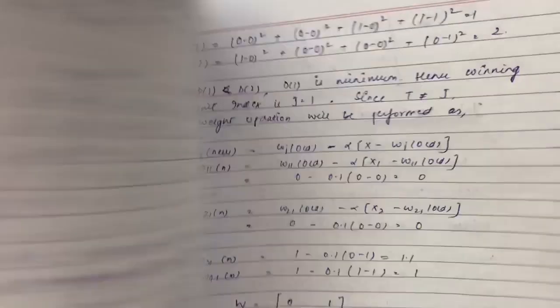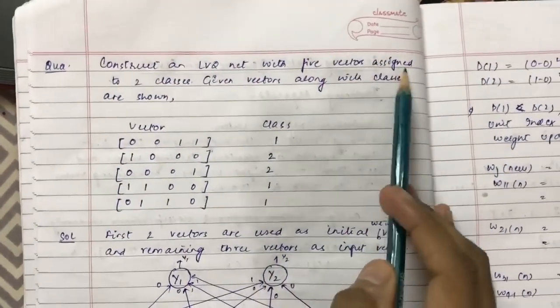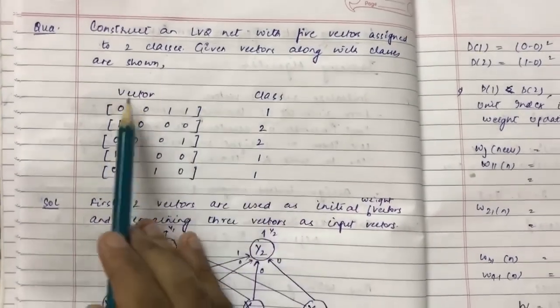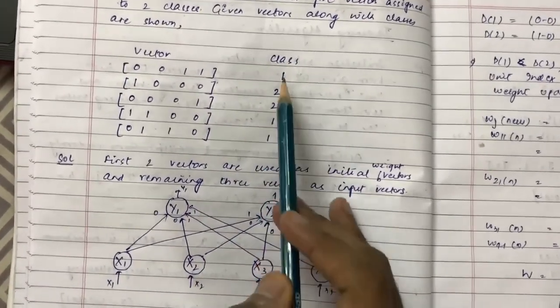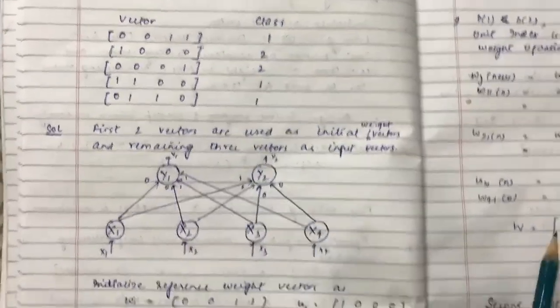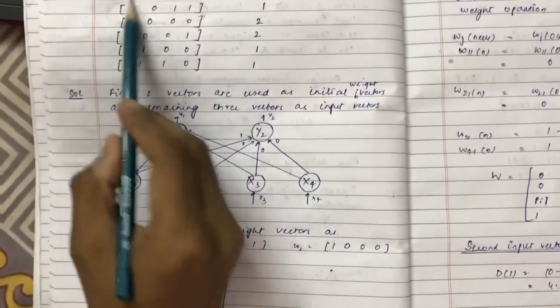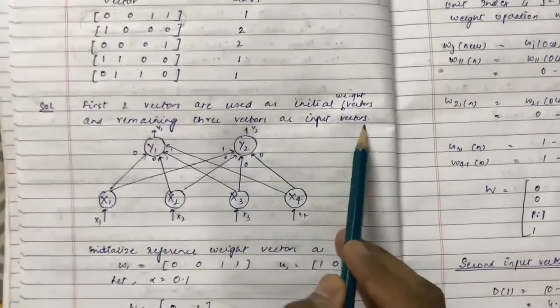Now let us see the question. Construct an LVQ net with 5 vectors assigned to 2 classes. Given vectors along with the classes are as shown. So we have been given 5 vectors, and corresponding to them we have been given classes as 1, 2, 2, 1, 1. Since the number of classes given in the question is 2, the first 2 vectors will be used as the initial weight vectors and the remaining 3 vectors as the input vectors.